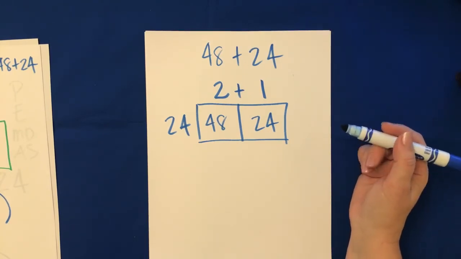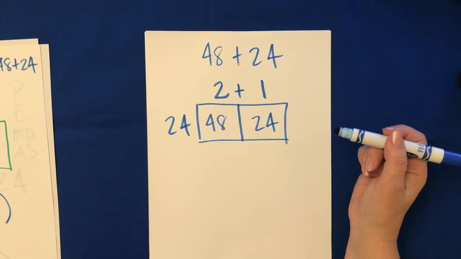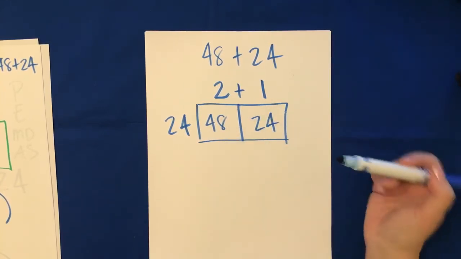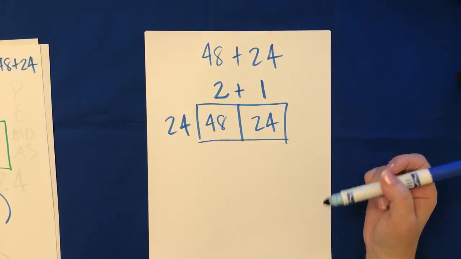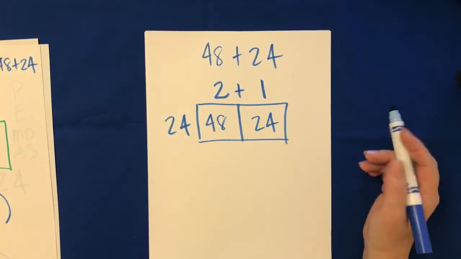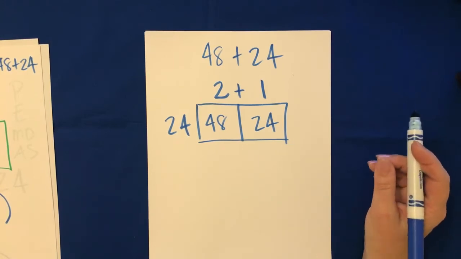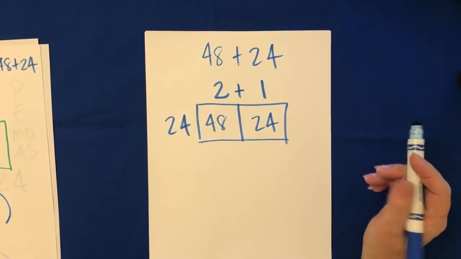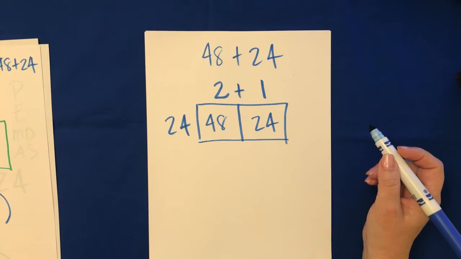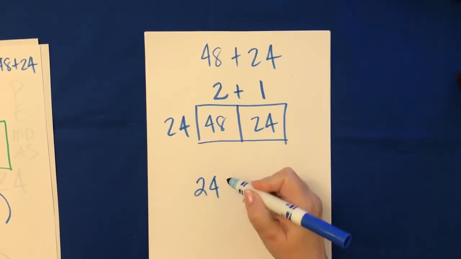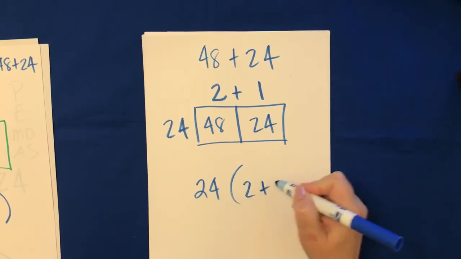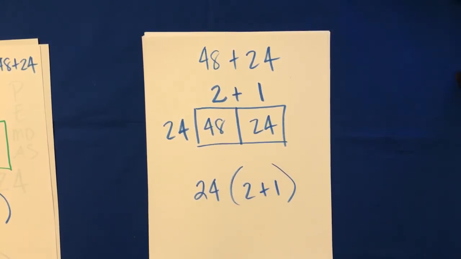So now I'm going to challenge you to use parentheses instead of our area model. Let's simplify it and just use parentheses to show me what are the add-ins that we would then use to multiply by the 24. Okay, so I see the 24 outside, and then 2 plus 1 inside parentheses.